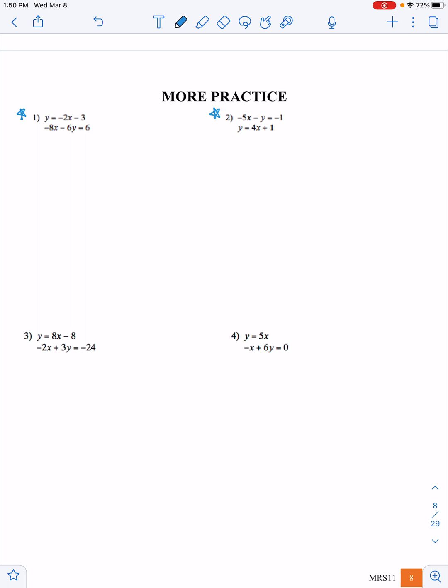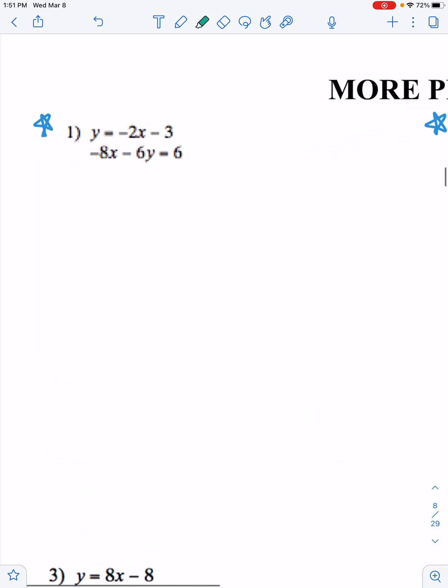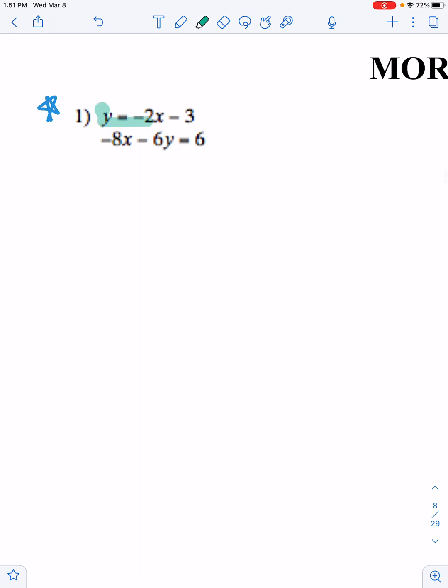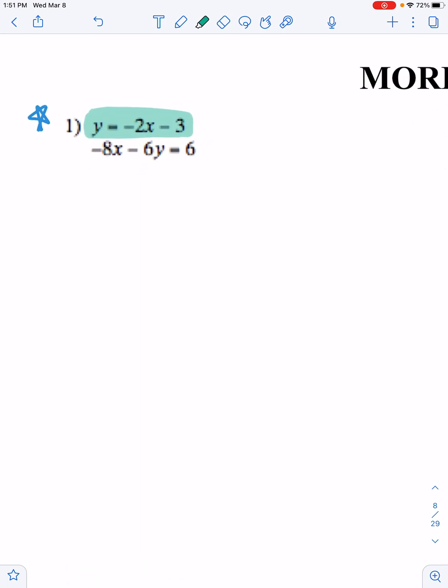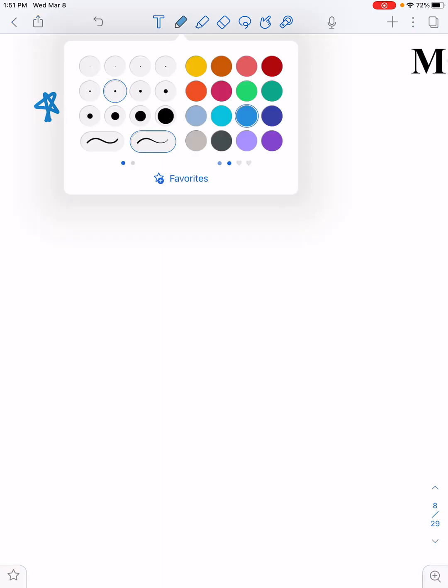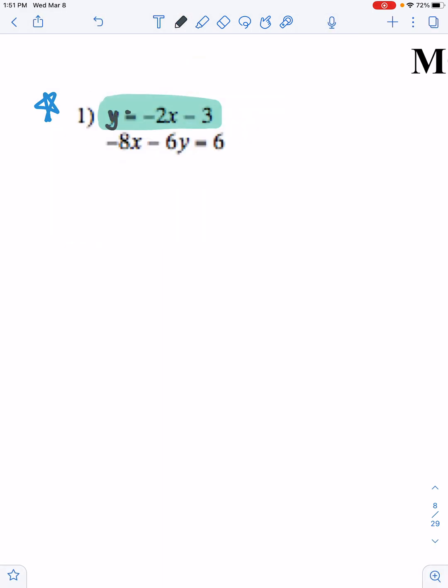So our first goal is to take a look at our two equations and look at which one has a variable that is isolated or a variable by itself. If we're taking a look at question 1, the top equation has y equals all by itself, and that's really great. That's what we want when we're using substitution. This is really blurry, so let me rewrite this. This is y equals negative 2x minus 3, and then the bottom one is negative 8x minus 6y is equal to 6, okay?